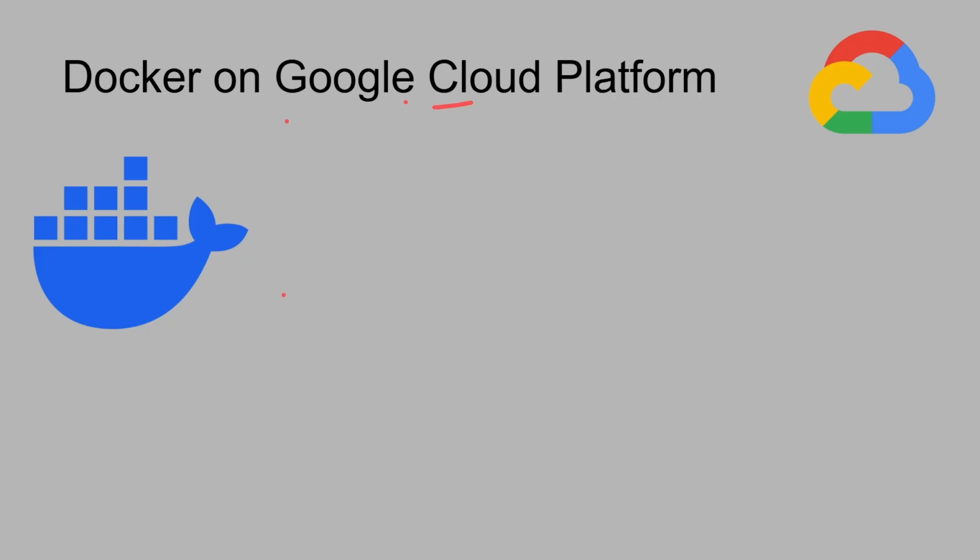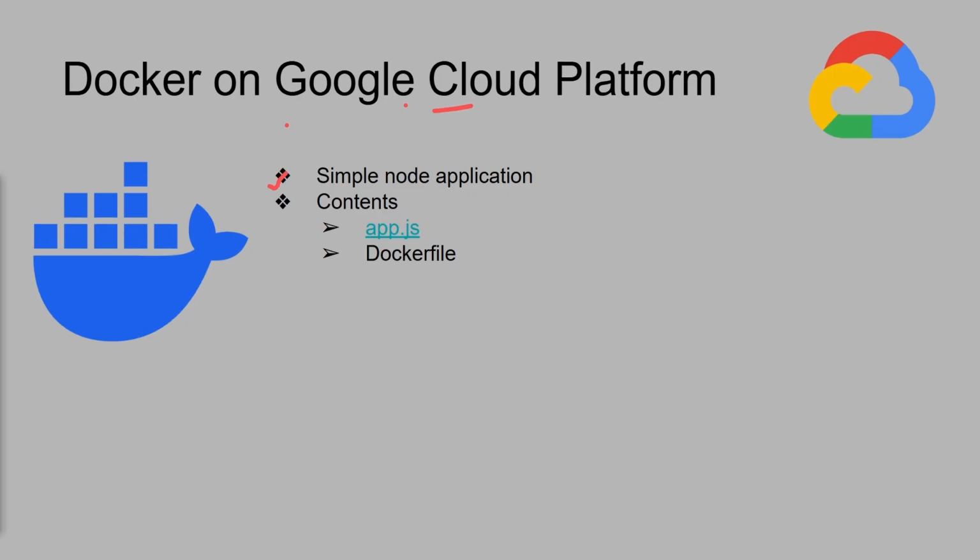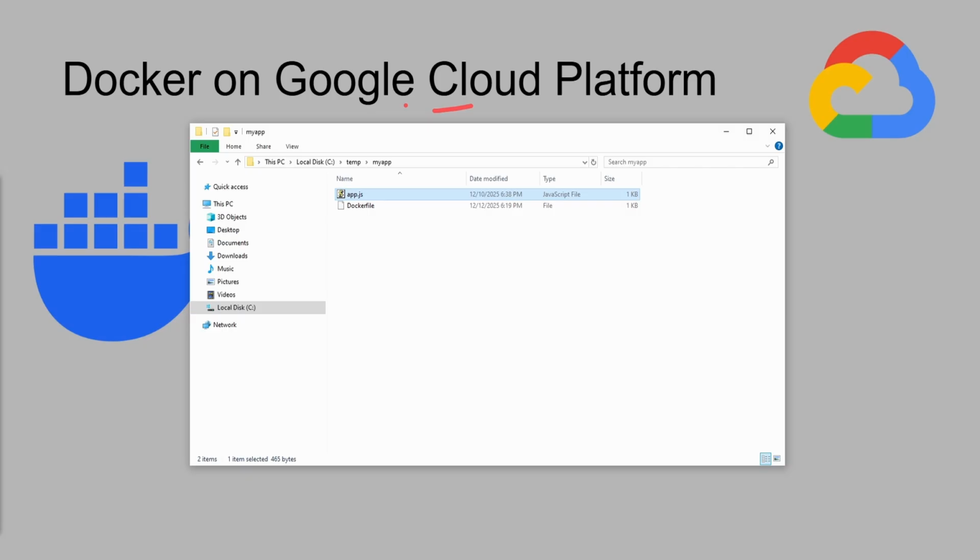Today, we are going to try Docker with a simple Node.js application, just a basic hello world type example. The project has only two files, very basic and simple. First one is the JavaScript file for the application, and the Dockerfile is to create the Docker image. I already created the project files here.